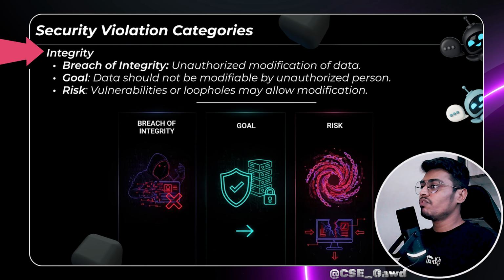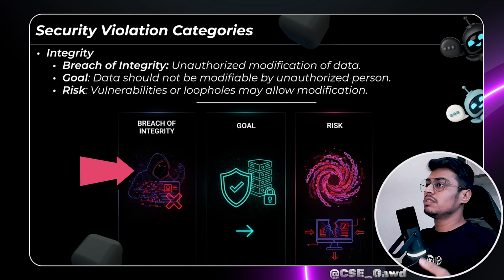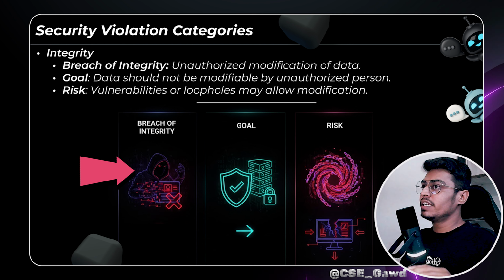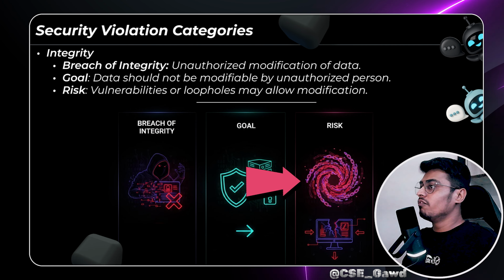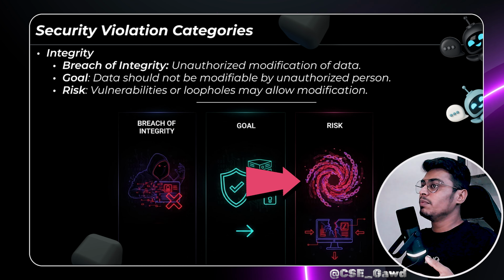Now what is breach of integrity? That an unauthorized person modifies the data. We want our integrity to be achieved. No one can modify the data. An unauthorized person cannot modify the data, but there may be some loophole, vulnerabilities where the person is able to modify it by entering the system. This is breach of integrity.